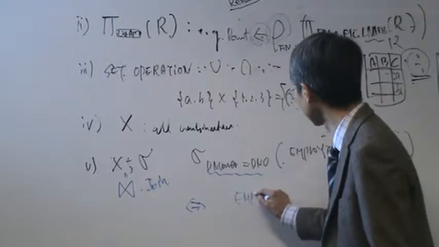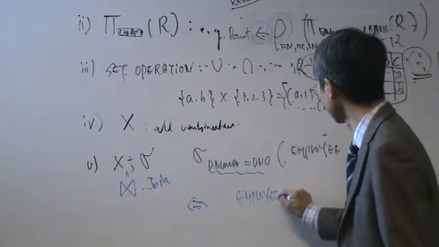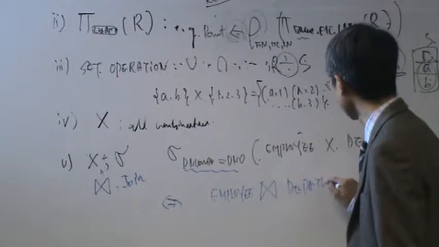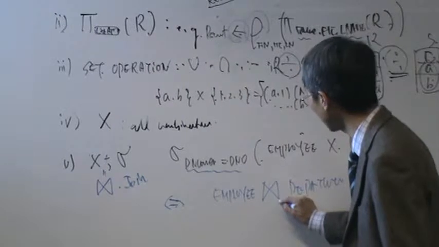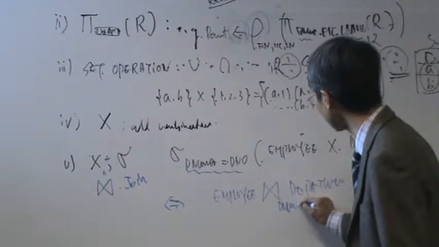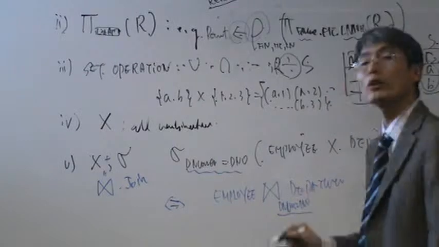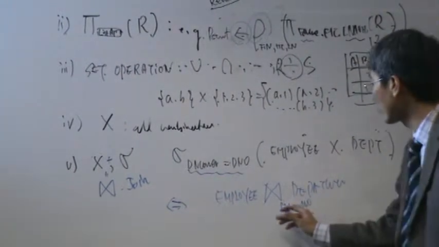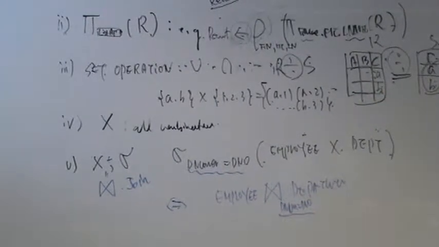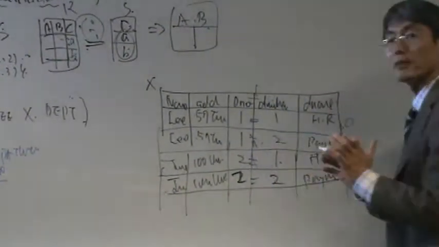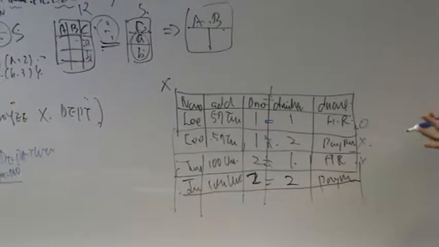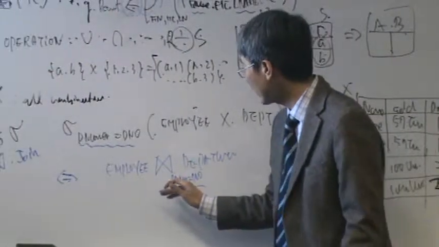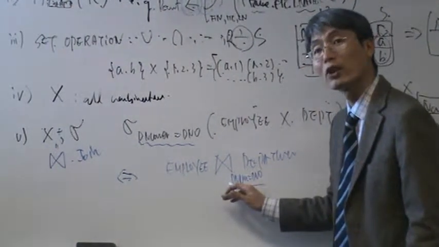employee join department, and the join condition will be here: D number is equal to Dn. So this is called the join condition. Sometimes this column and this column name are the same. It doesn't matter. Okay? In case you want to specify the name, you can use the notation that you learned.